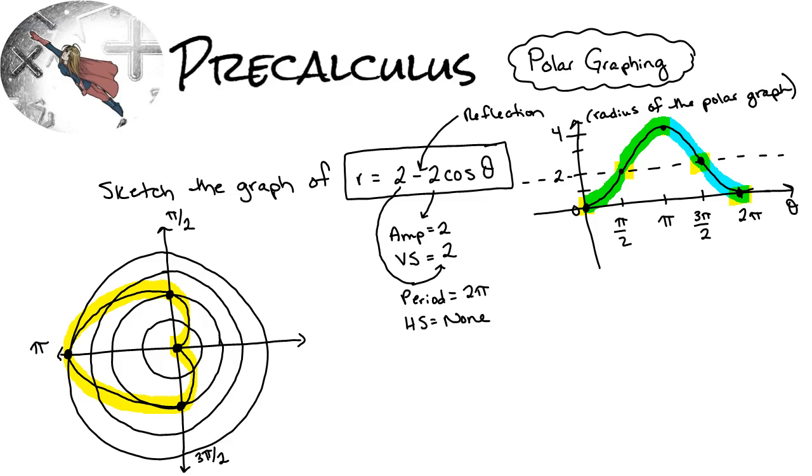This type of shape is called a cardioid. You probably don't have to know that, but it's kind of interesting to know. And now I'll do one more example.